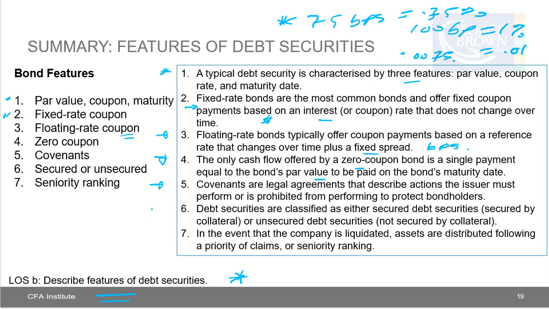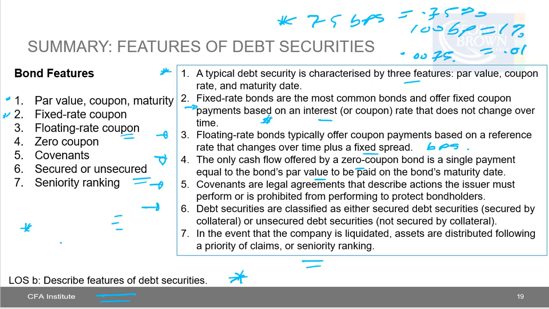We also looked at secured or unsecured. Debt securities are classified as either secured debt securities, secured by collateral, or unsecured debt securities, not secured by collateral. And for the unsecured, we had to remember the 3 levels of seniority. In the event that a company is liquidated, assets are distributed following a priority of claims or a seniority ranking. The other thing we might add here is that we also looked at inflation-linked bonds.